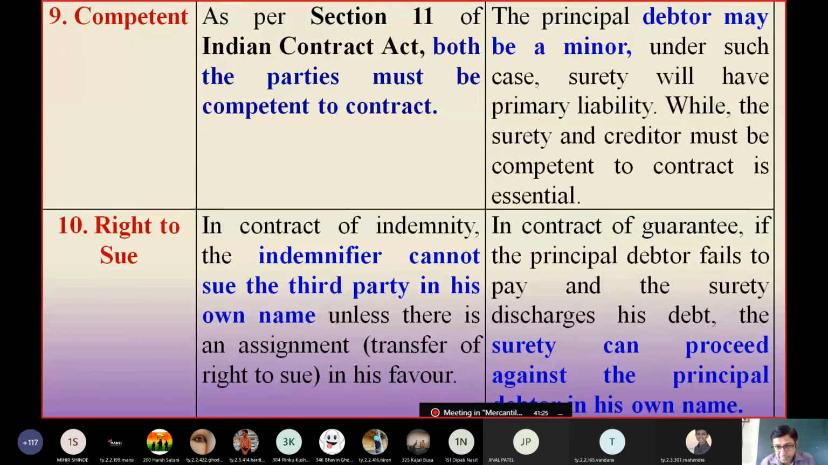What about a contract of guarantee, sir? In a contract of guarantee, if the principal debtor fails to pay, and the surety discharges his debt, the surety can proceed against the principal debtor in his own name. No such assignment is required. The guarantor is not supposed to demand any assignment from the creditor. He has a right, he can directly file a case against the debtor to recover his losses.